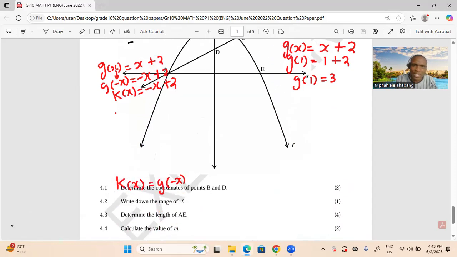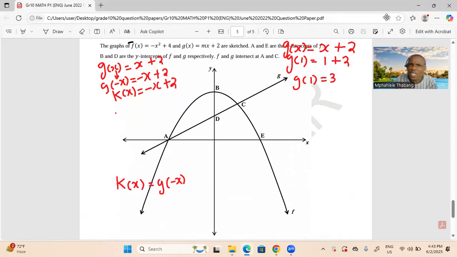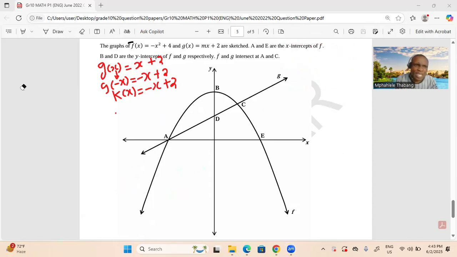I want to draw a straight line. How do we draw the graph of a straight line? This is another important math skill that you must have. Myself, I draw the graph of a straight line using what we call the dual intercept method. Simple stuff, a simple way of drawing a straight line. Your straight line is k of x equals negative x plus 2. So to draw it, you just find its x-intercept and its y-intercept.